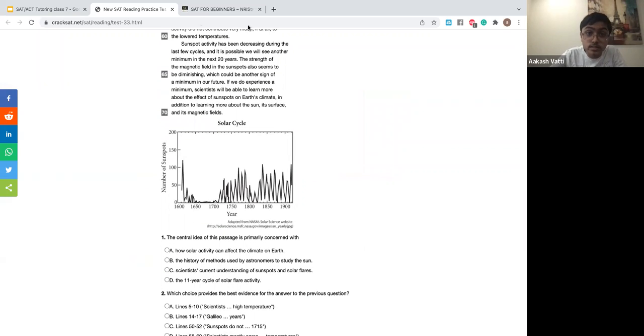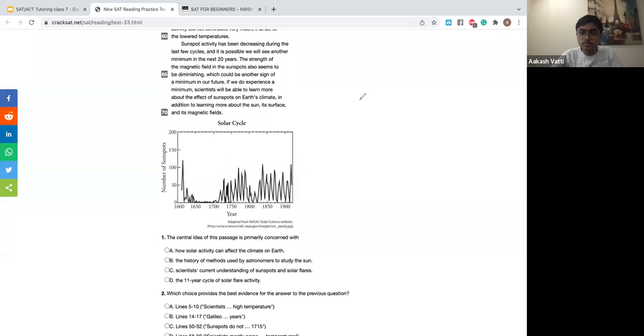So basically this graph tells us the solar cycles and number of sunspots versus what year it is. This is the minimum, and this is just the average number of sunspots overall.